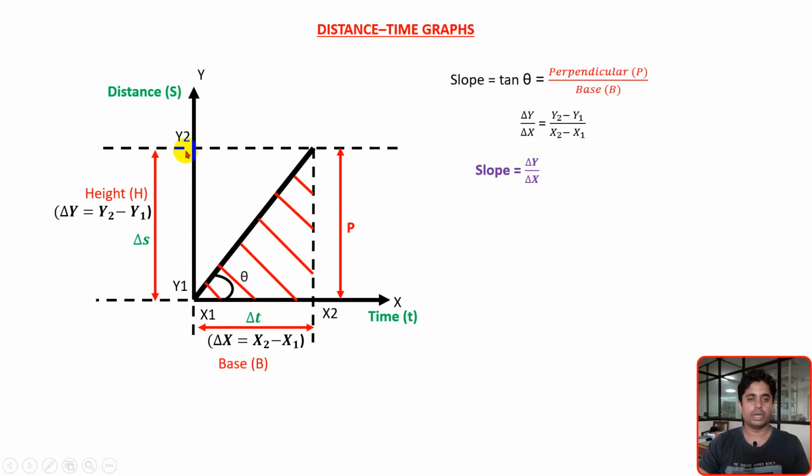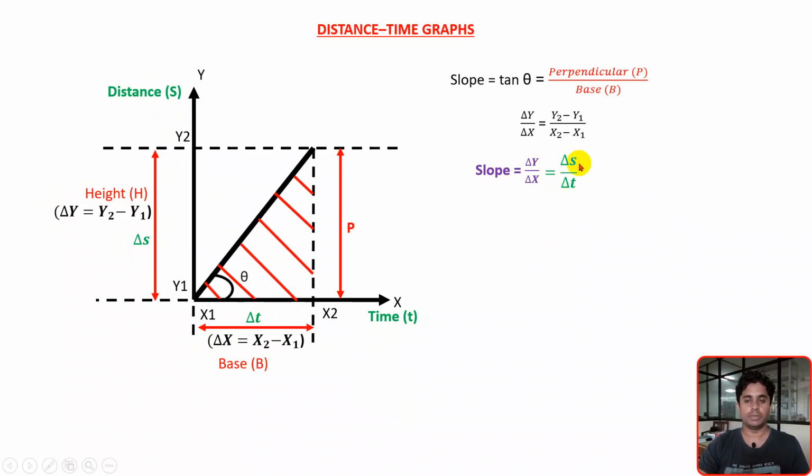Now in this graph we have taken distance on the y-axis and time on the x-axis. So delta y on this graph is nothing but delta s, the change in distance, and delta x is nothing but delta t. Delta t is the time interval or change in time. So delta y is delta s and delta x is delta t, right? Now slope is nothing but delta s divided by delta t.